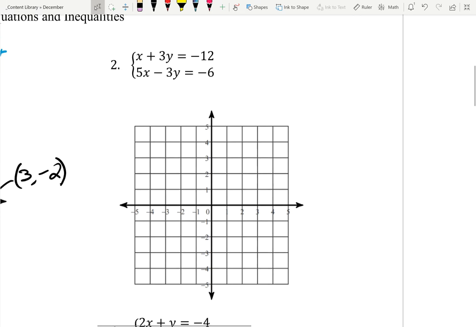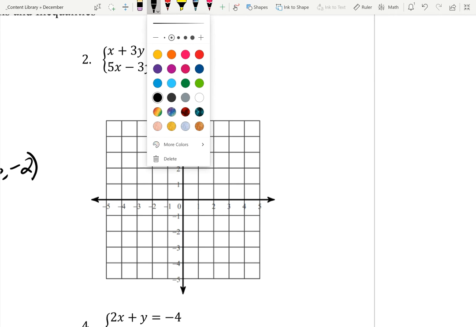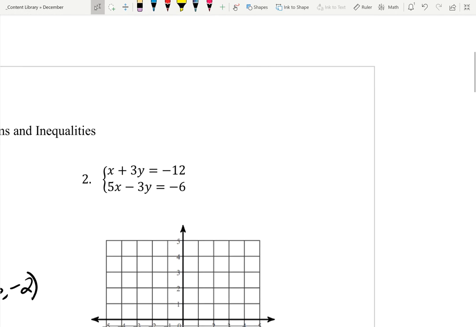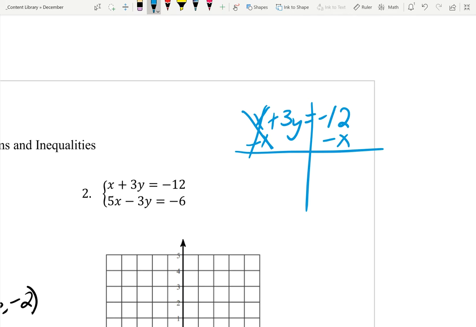Now, number 2, a different problem. This one's going to require a lot of work to put into slope-intercept form. So let's try this out. We have x plus 3y equals -12. We're going to try and get y by itself. The first thing we do is move the x term, so we subtract x, cancel that out, and have 3y equal to -x minus 12.